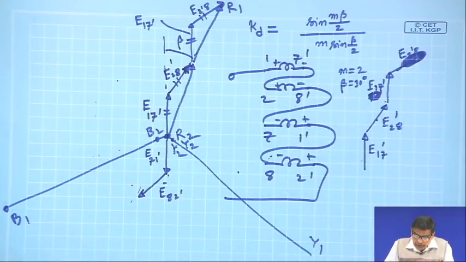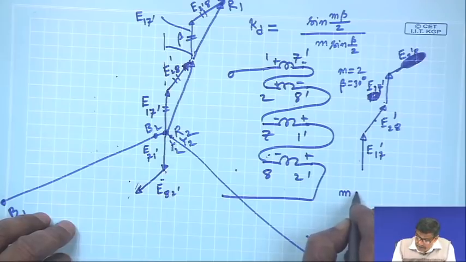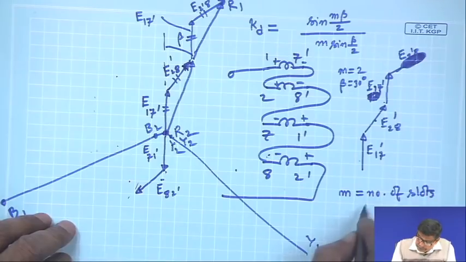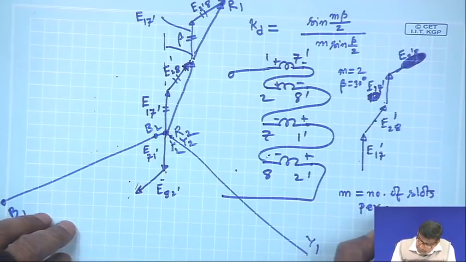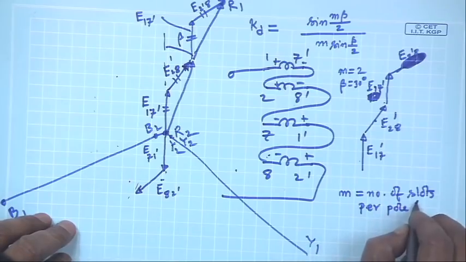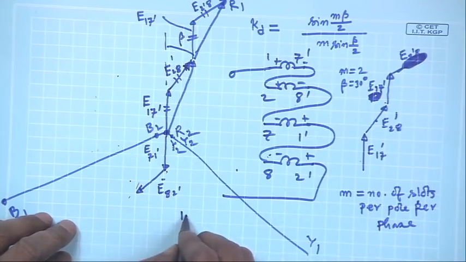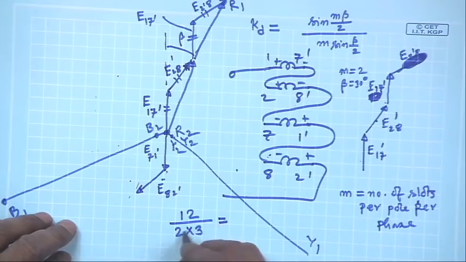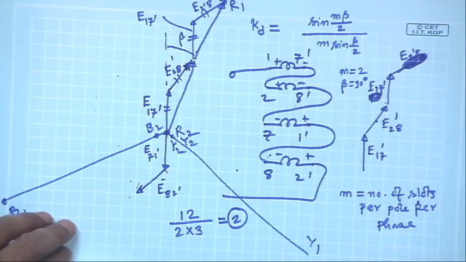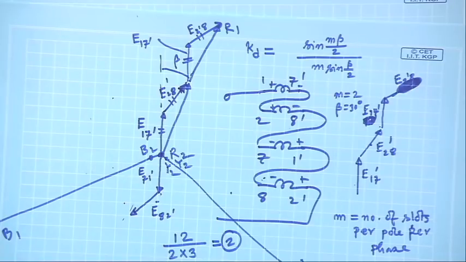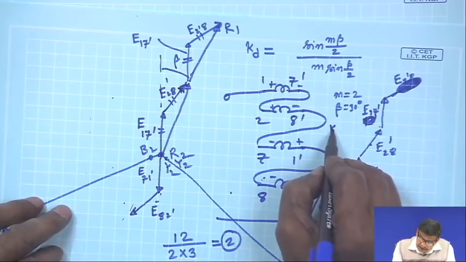So, to calculate the distribution factor, that m should be the number of slots per pole per phase. In this case, this was 12 slots, number of poles was 2, number of phases 3. So, 2. What is the pitch factor? Pitch factor is 1 in this case, because I have not short-chorded the coil. So, Kp is 1.